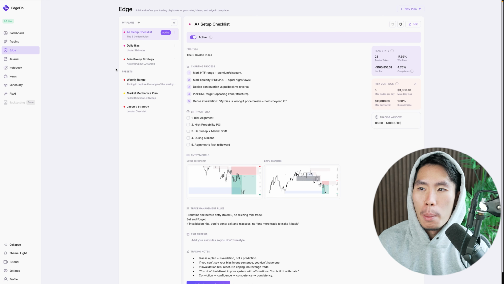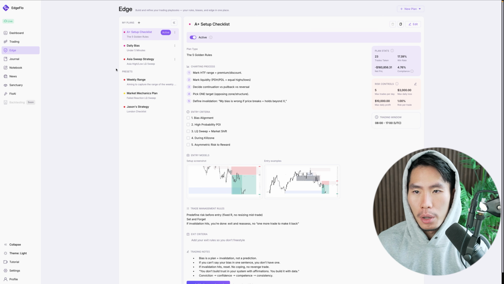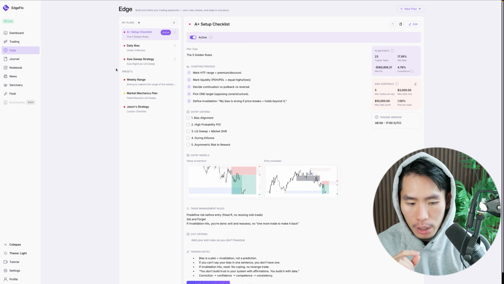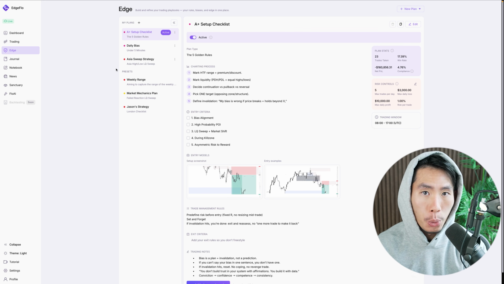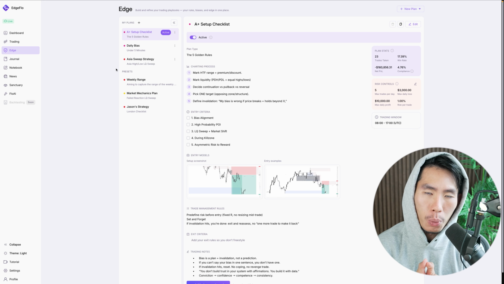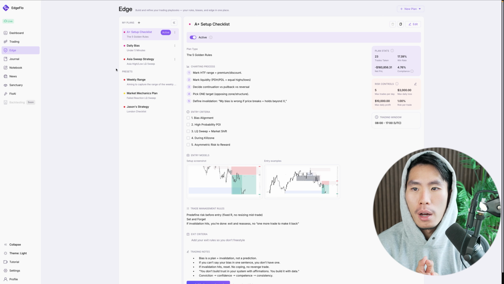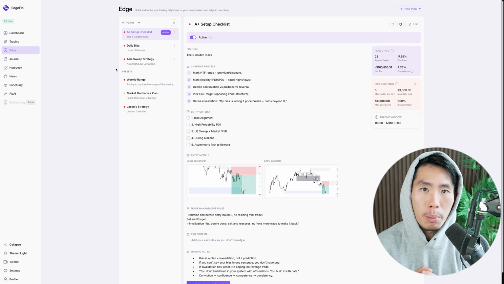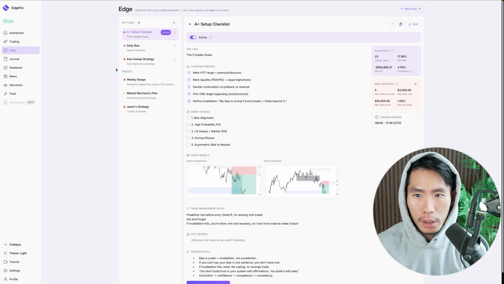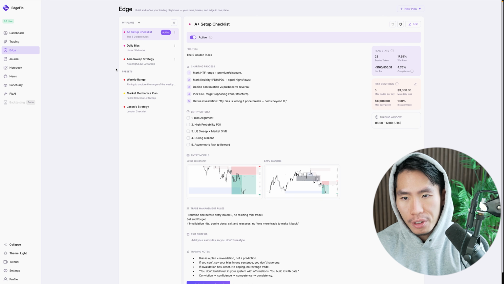Now, the reason why I believe having a trading plan is so important is because I believe that a trader's job is to allocate resources wisely. Since we only have a finite amount of capital in our account, we only have a limited amount of money. So we want to make sure that every single trade that we take is a high probability setup. And that's where your trading plan comes in. Your trading plan decides what trades are worth taking and what trades are not worth taking.